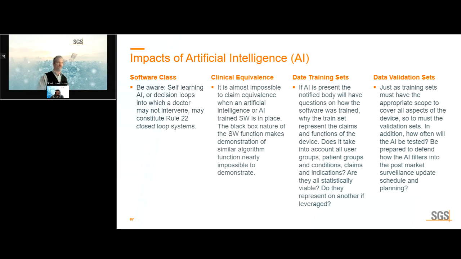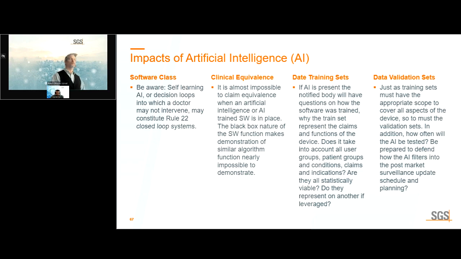First, you must inform your notified body if there's artificial intelligence. That includes, if you read the AI Act, devices that are trained by AI. So they may be static now, but they were trained by one. That falls under the AI Act, and we do need to know. Be aware that for the time being, self-learning AI, which is released to the market and falls under Rule 22, is a very complex question. At the moment, it's not being covered under the AI Act.